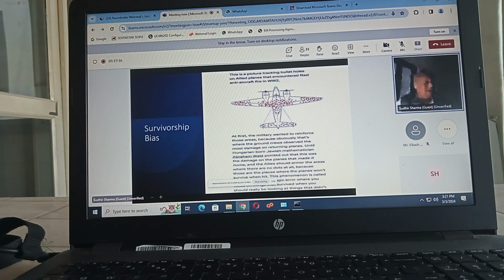So first they talked to the manufacturers, who said that yes, we can put some bullet holes picture tracking, but we cannot make the whole plane. The planes encountered Nazi anti-aircraft firing in WW2.